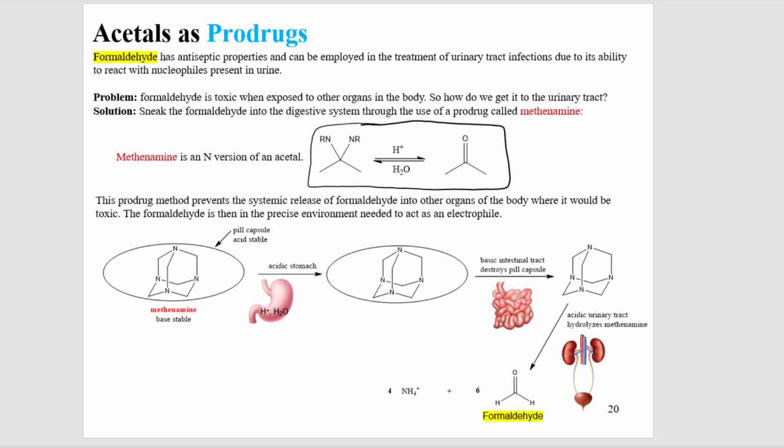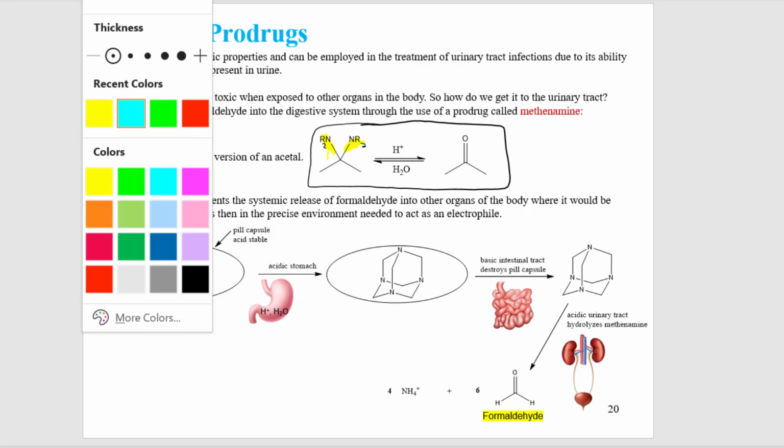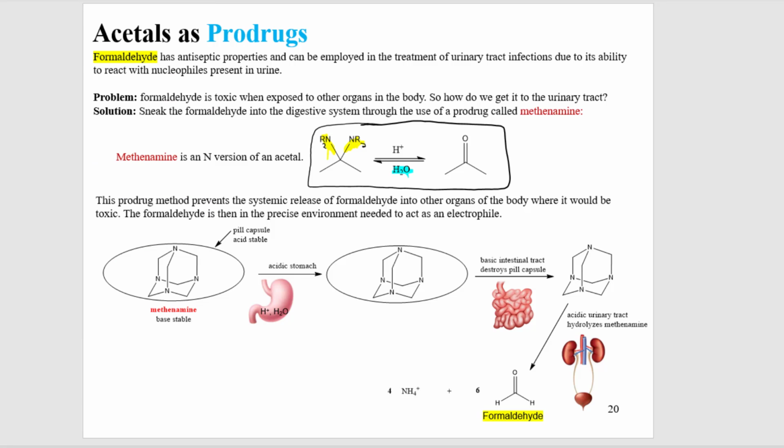Instead of using an oxygen, you can imagine that nitrogen can do the same. N has to have two groups off of it, right? So this is an aminal. And so these aminals can also be hydrolyzed. If you force off the nitrogen, the NRs, and you force on the water, you can convert this aminal back to the carbonyl, just like acetals can get converted back to the carbonyl with water. Hydrolysis, right?